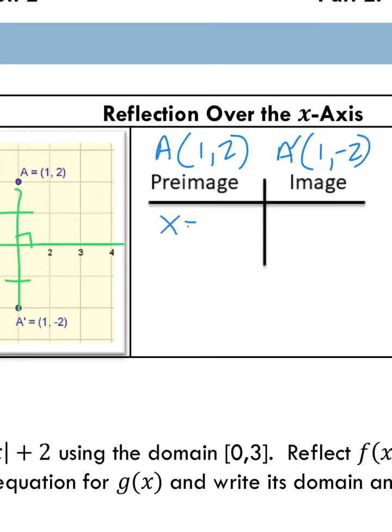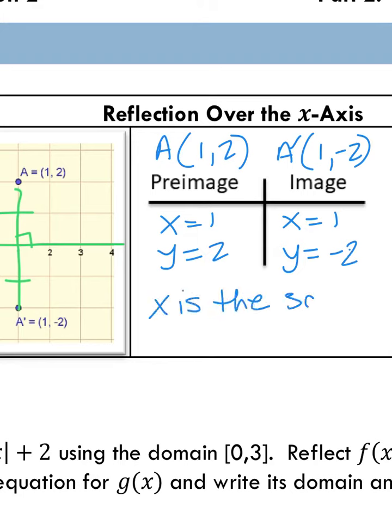So x equals 1, y equals 2. And in the image, x still equals 1, and y is the opposite. So in this case, x is the same, and y turns out to be the opposite.